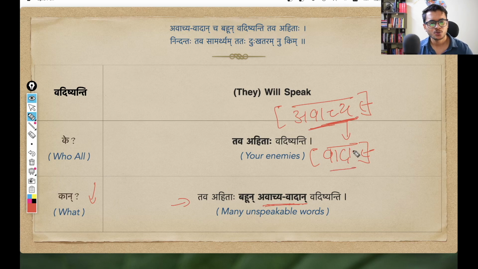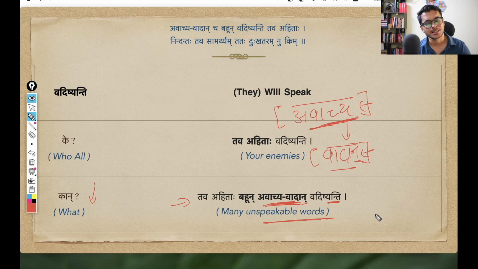And Vada changing into Vadan because again, Dutiya Vibhakti Bahuvachanam. Dutiya Vibhakti because this is the karma of this Kriya, this is the object. And Bahuvachanam because they are going to speak unspeakable words, different statements they are going to make. So Vada changes into Vadan, Avachya Vadan, unspeakable words, and this gives the meaning they are going to speak derogatory words, mean words, words of ridicule, words of insult, words of criticization. So all kinds of derogatory words, your enemies, they will speak.